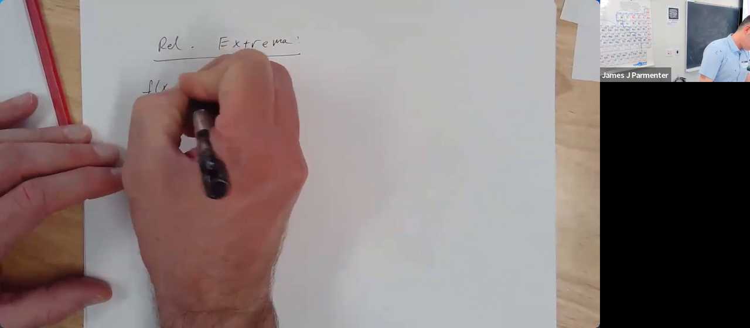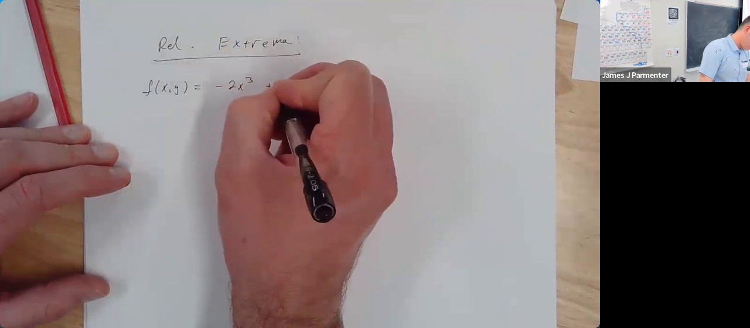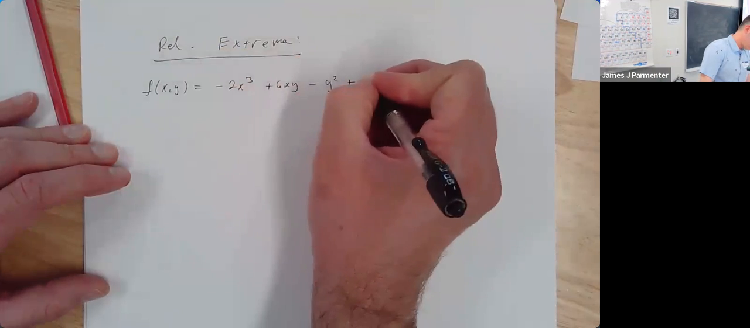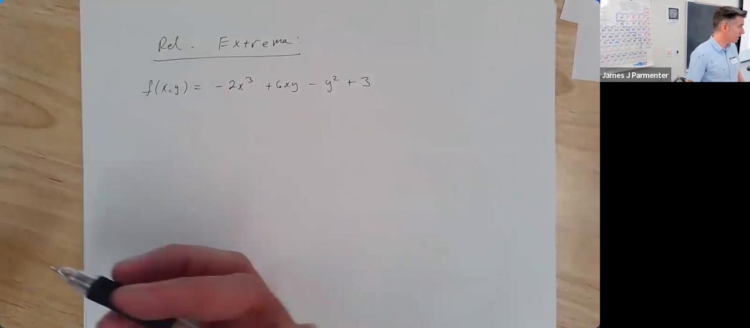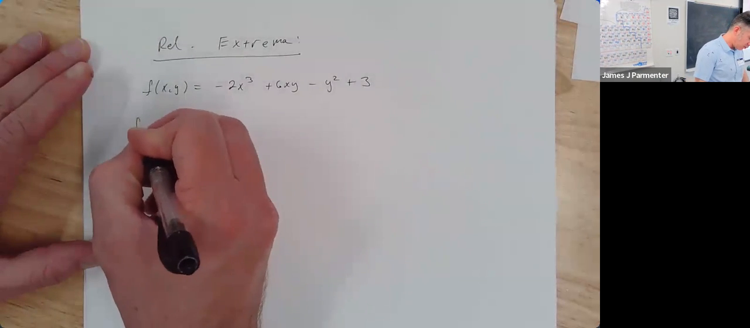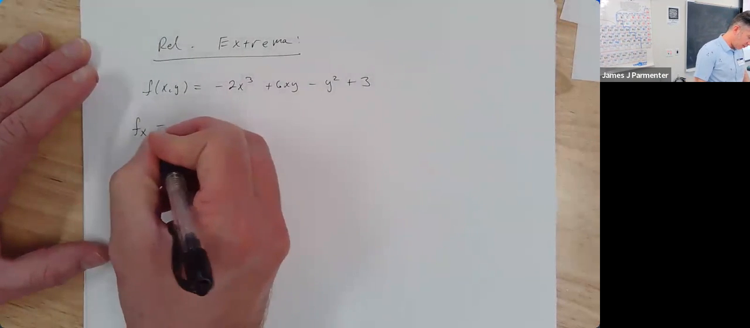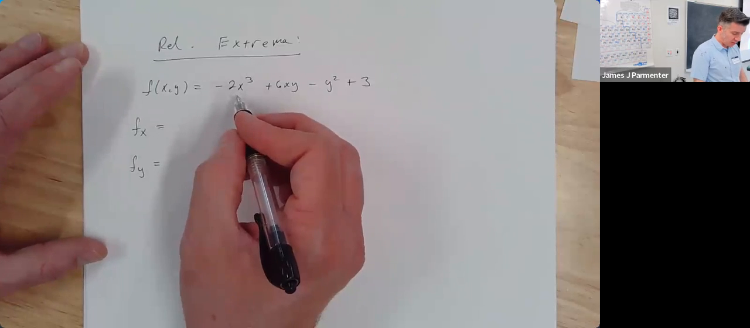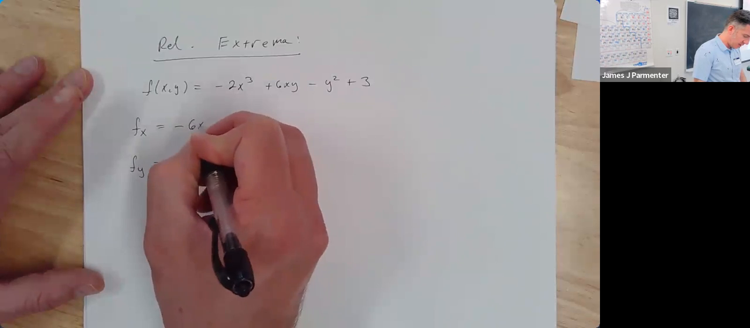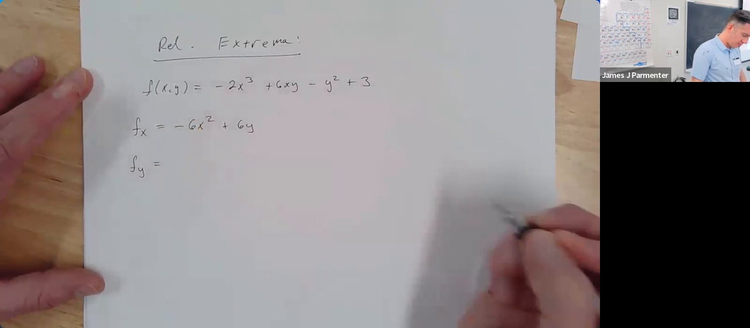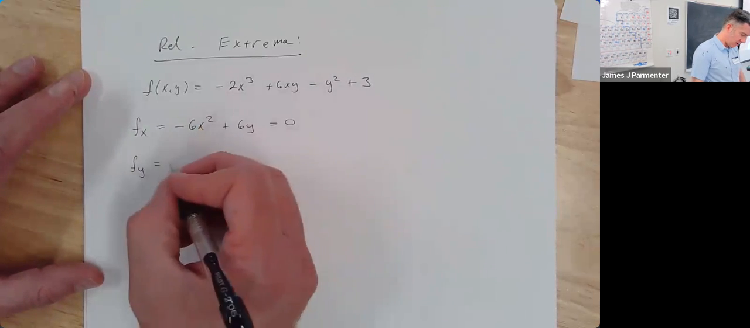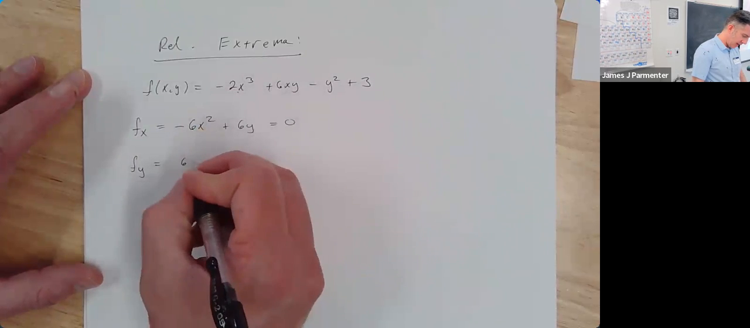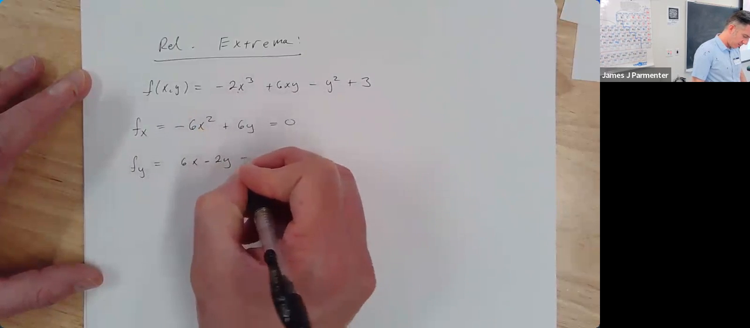f is equal to negative 2x cubed plus 6xy minus y squared plus 3. Cool. So there's always a process for finding and classifying the relative extrema of a function of two variables. The first step, find your partial derivatives, set them both equal to 0. So my x partial derivative is going to be negative 6x squared plus 6y. My fy is going to be 0 plus 6x minus 2y.